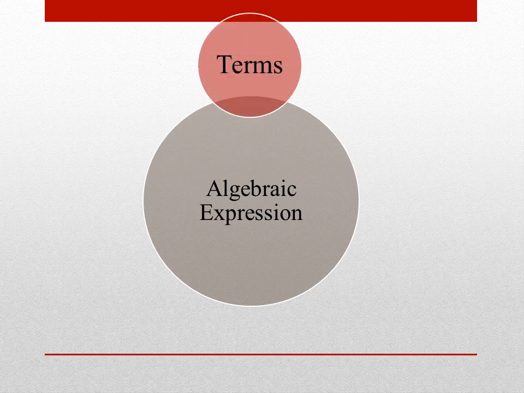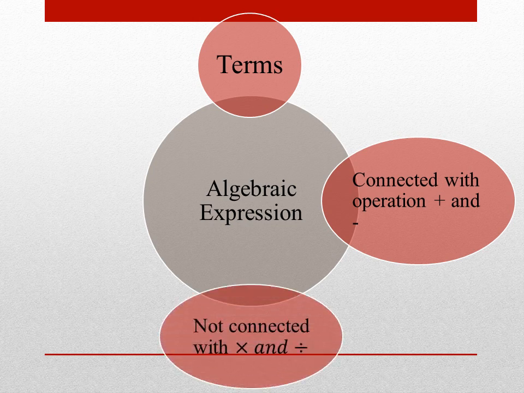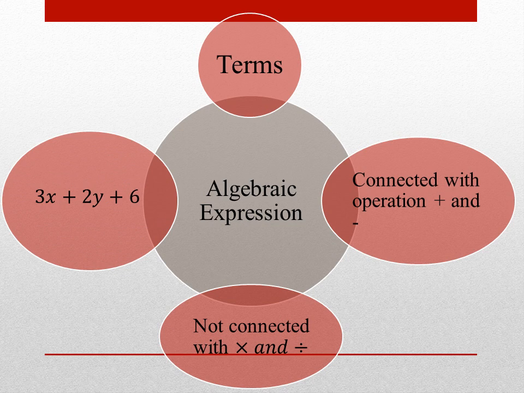Algebraic expressions are terms. Algebraic expressions are connected with operations plus and minus, and they include terms. Terms are always connected with plus and minus, not connected with multiply and division. For example, 3x plus 2y plus 6. This is the algebraic expression consisting of terms. 3x is the first term, 2y is the second term, and plus 6 is the third term.